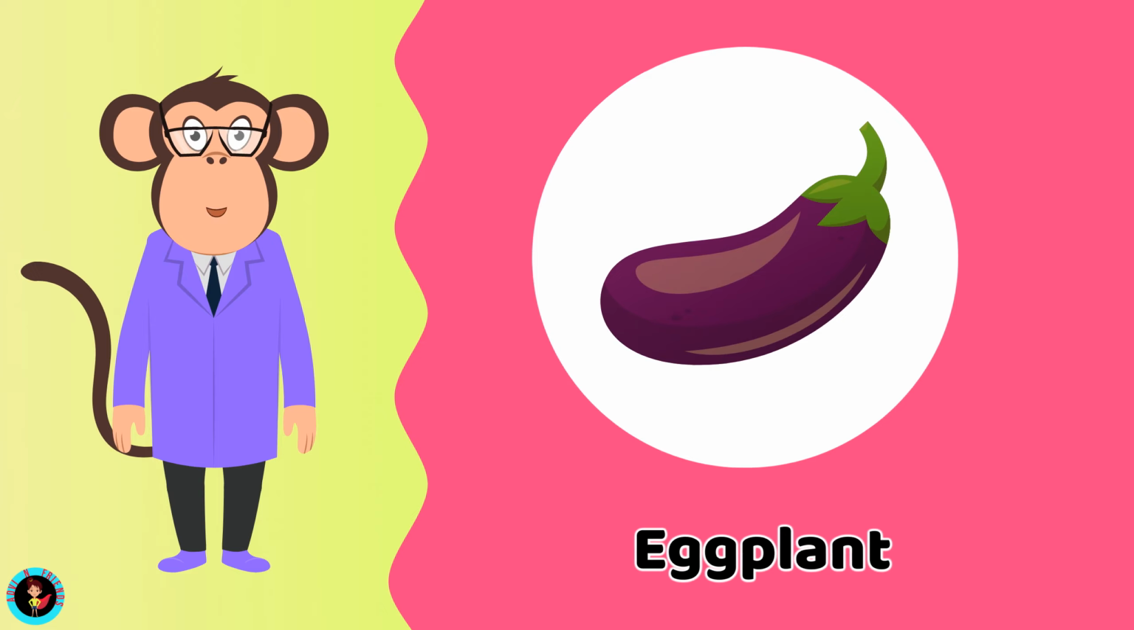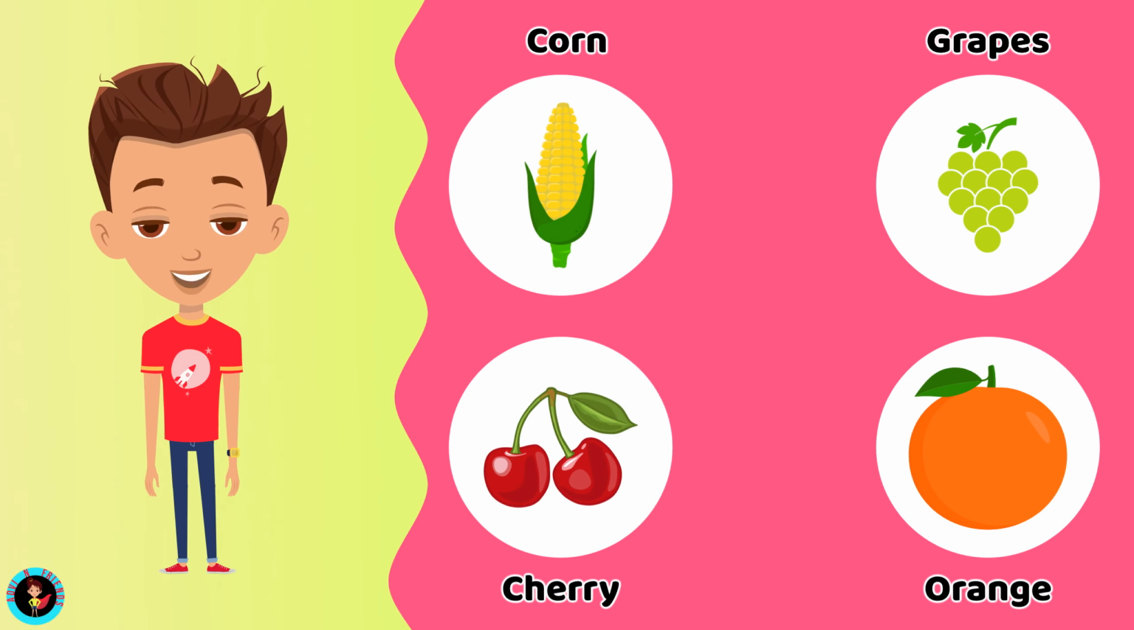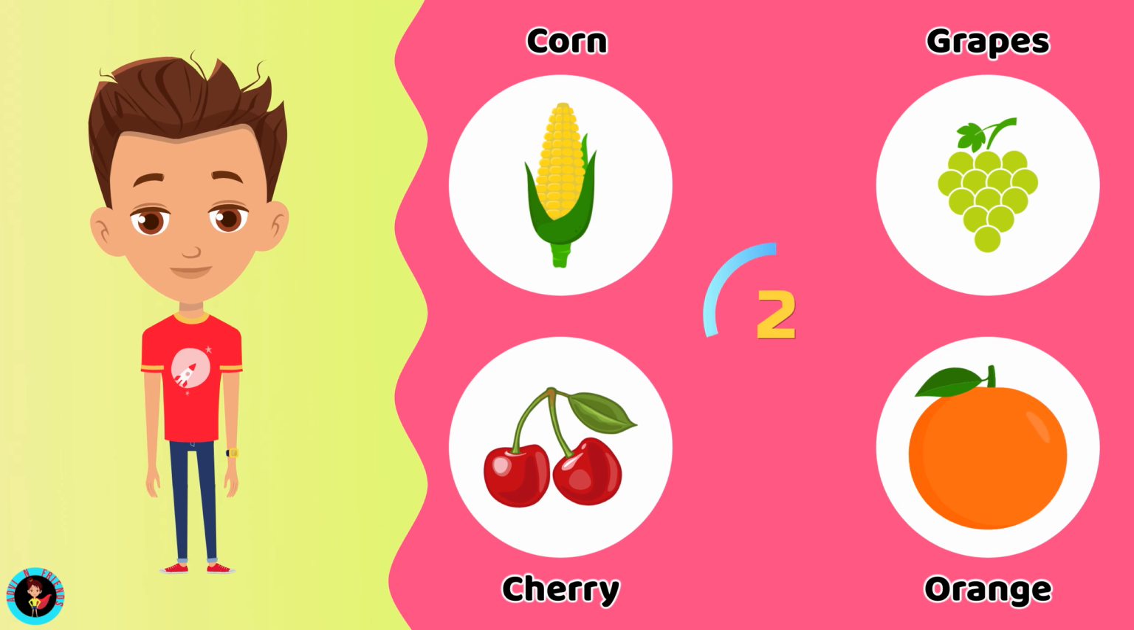Eggplant is a vegetable. Which among these is a vegetable? Corn, grapes, cherry, orange. The right answer is corn.